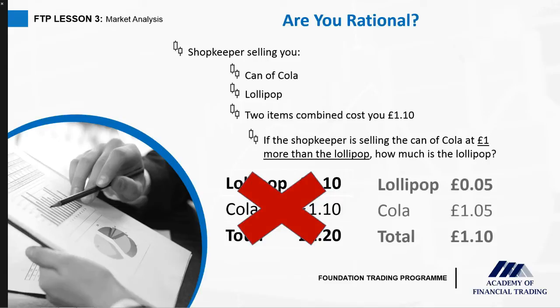So the lollipop, when you think about it again, has to cost 5p. Therefore the can of cola would be worth £1.05. You add those two together and you get your £1.10 figure. So congratulations, guys, if you were one of the few that got that calculation correct.